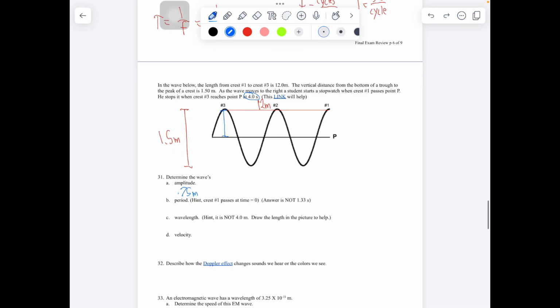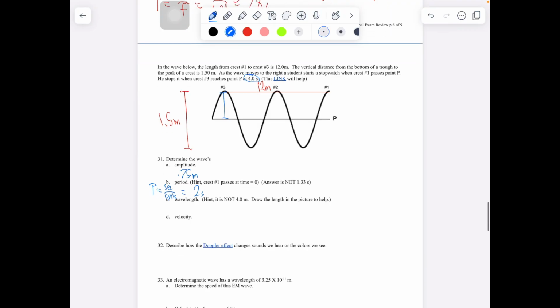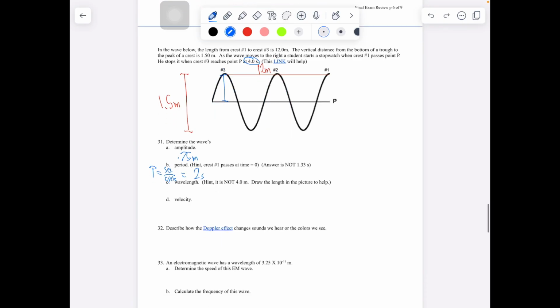It's really time period. Again, this is going to be seconds per cycle. It's just going to be 2 seconds. And again, the reason we know that, it takes 4 seconds for crest number 3 to reach point P. That is 2 cycles, so we really have 4 seconds. 2 cycles happen. Why 2 cycles? Because crest number 2 passes that point, and crest number 3 passes that point. Those are our 2 cycles that are happening.